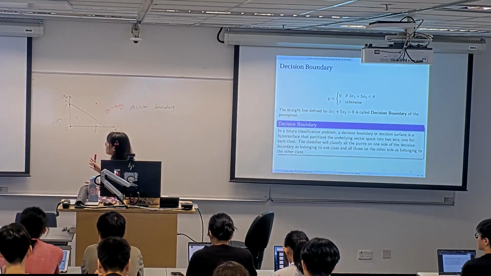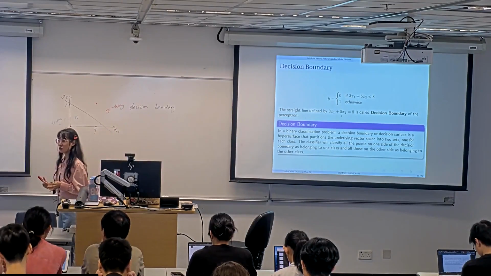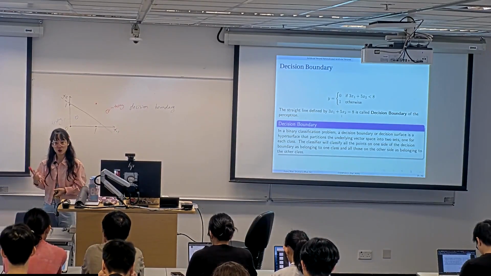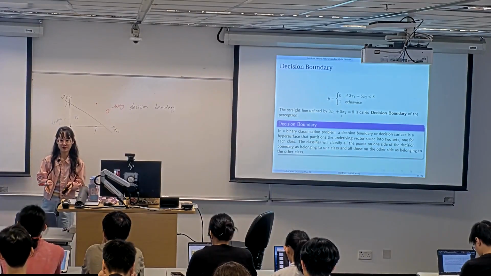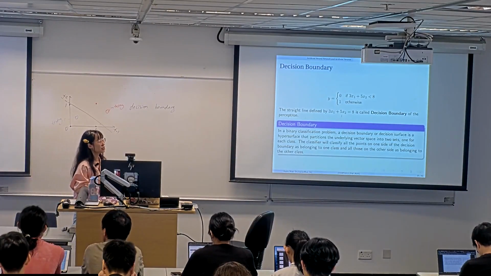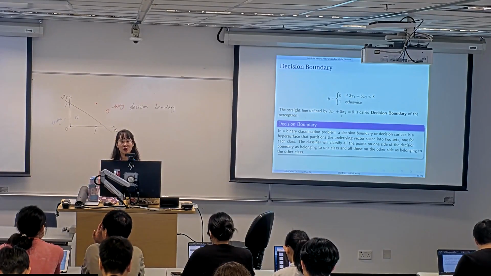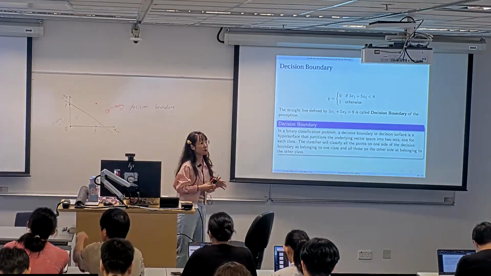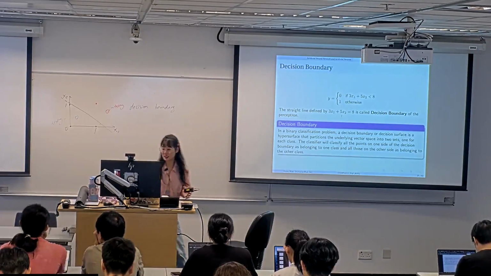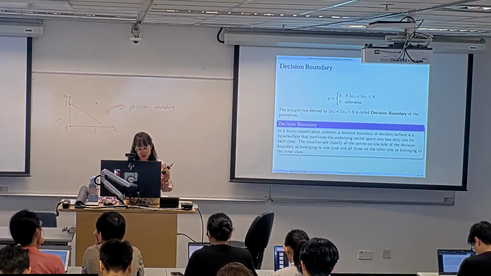And when we say that we learn a perceptron for training data, it is equivalent to saying we learn the decision boundary for the training data. That's why there is not a unique perceptron for a training data set, because there is not a unique decision boundary for a training data set. So this is the concept of the decision boundary.